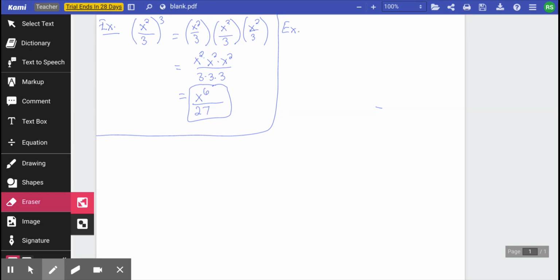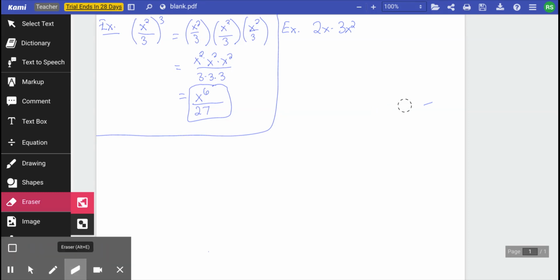Next problem we're going to go through. What happens if we were multiplying 2x by 3x squared? Does the order of multiplication matter? No, it does not. So let's reorganize the multiplication so that it's a little easier for our eyes to look at. So we're going to multiply the constants together first, followed by the variable expressions.